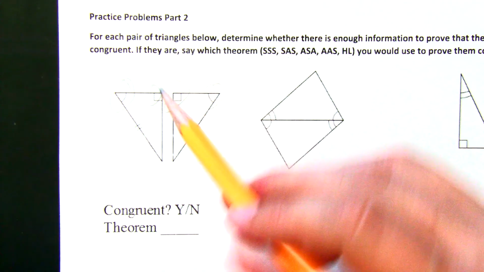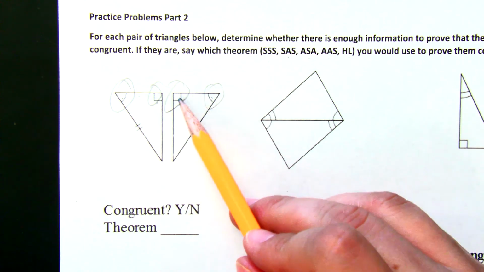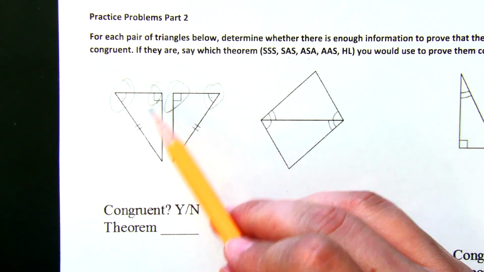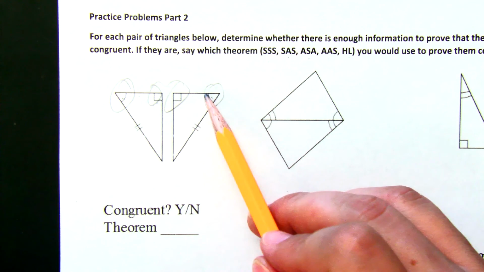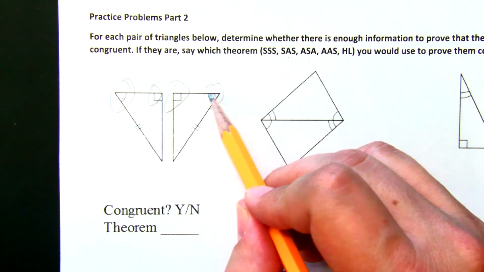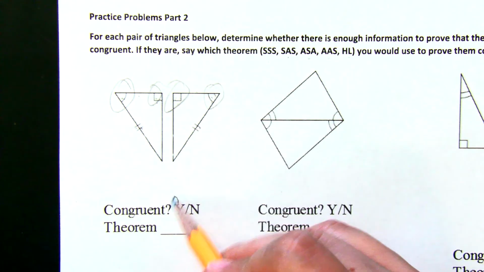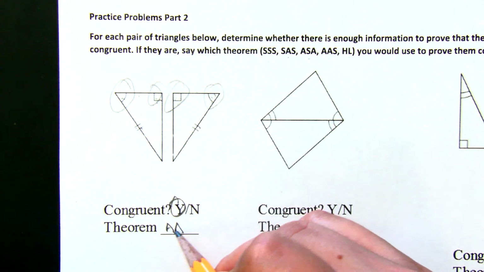ASA would mean we have angle, side, angle. Oh, but we don't have that side. What we have is a side out here and then two other angles. We have a non-included side and two angles. So that's going to be angle, angle, side. So yes, they're congruent, and the theorem is angle, angle, side.